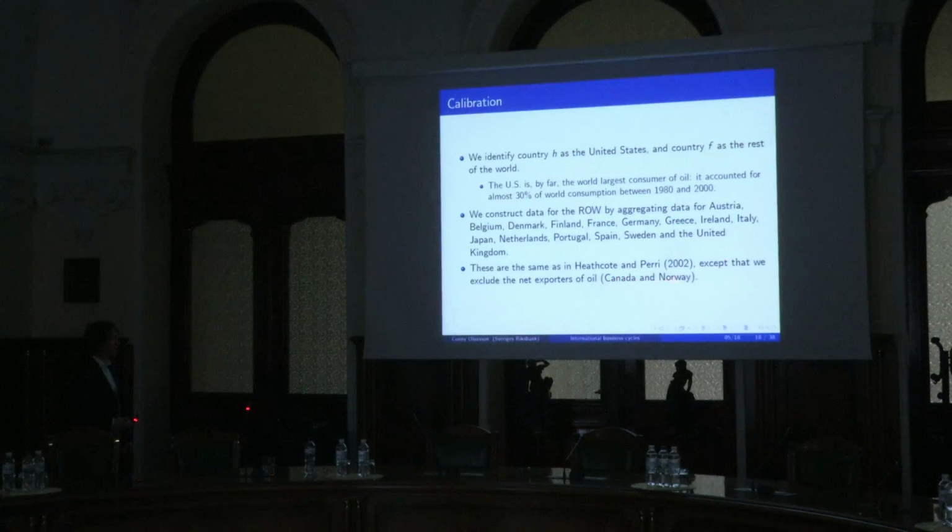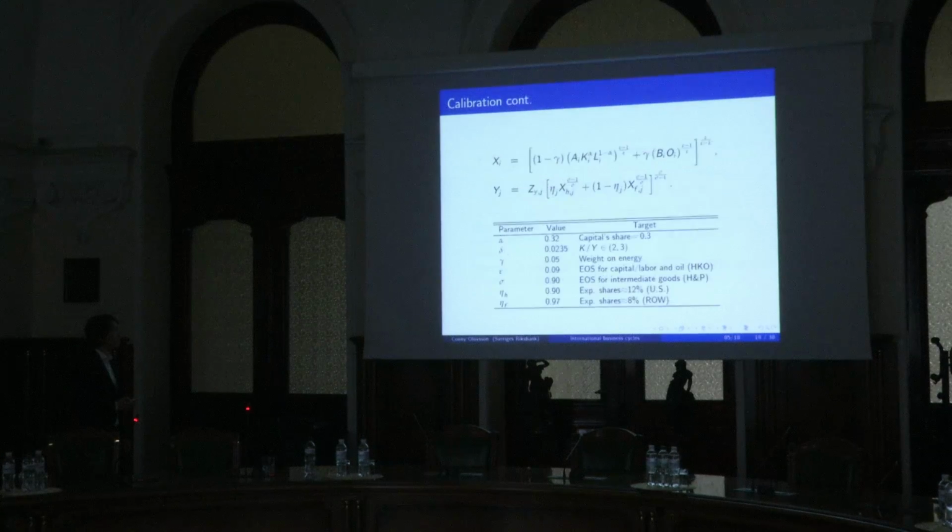But we take out Canada and Norway because we want country H and country F to be net oil importers. So the US produces oil themselves, but they're still a net importer. And all these countries are also net importers of oil. And in order to make the model consistent with the real world, this is what we do.